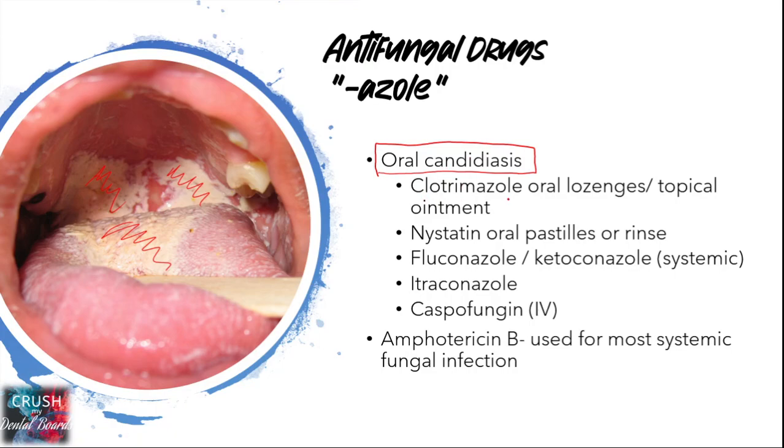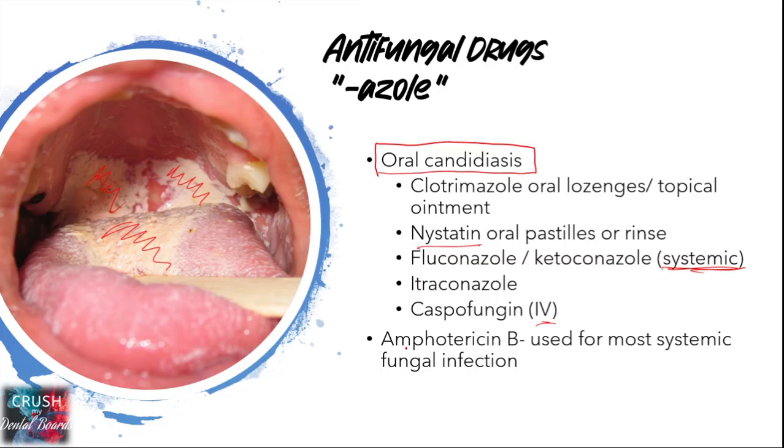So you have your clotrimazole oral lozenges or your topical ointment. You have nystatin oral pastilles or rinse. You have fluconazole or ketoconazole, which is basically for systemic fungal infection. And then you also have your itraconazole and your caspofungin. This is administered via IV.